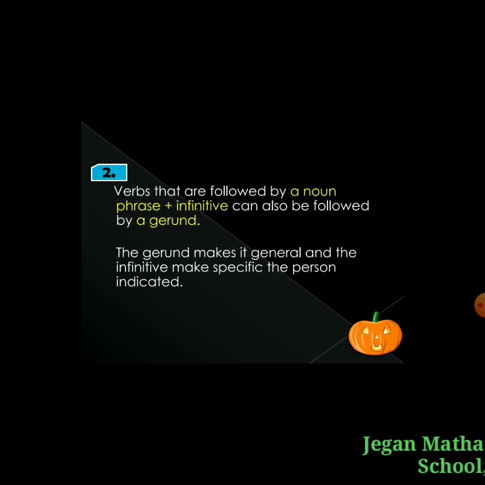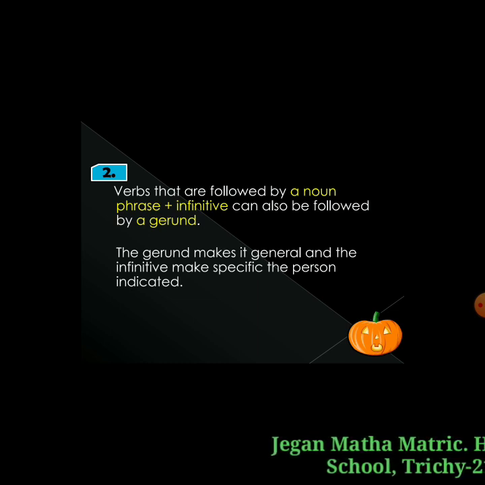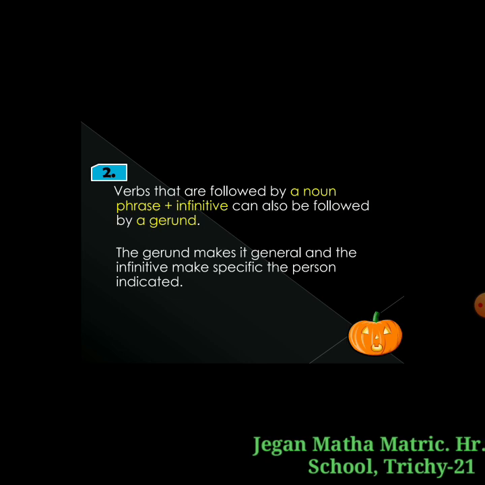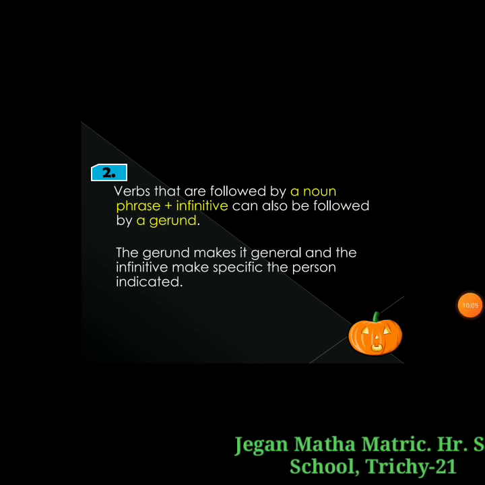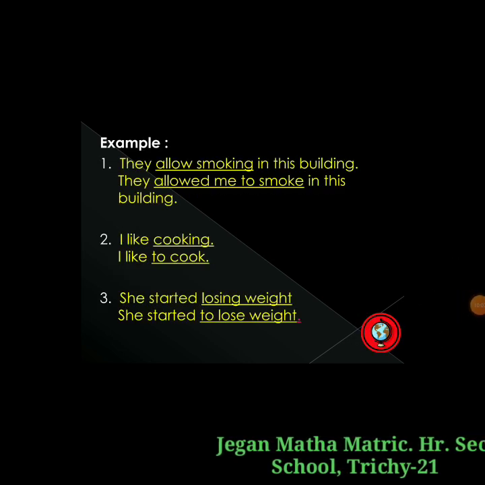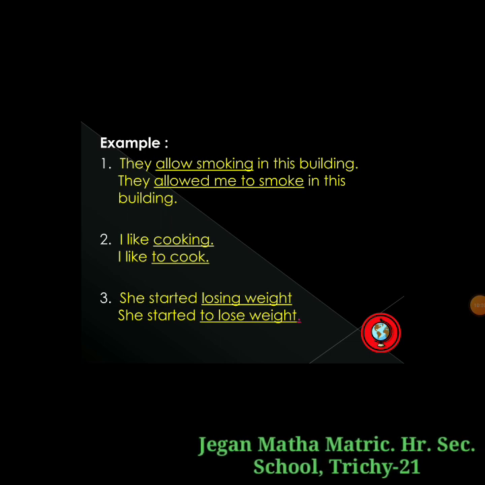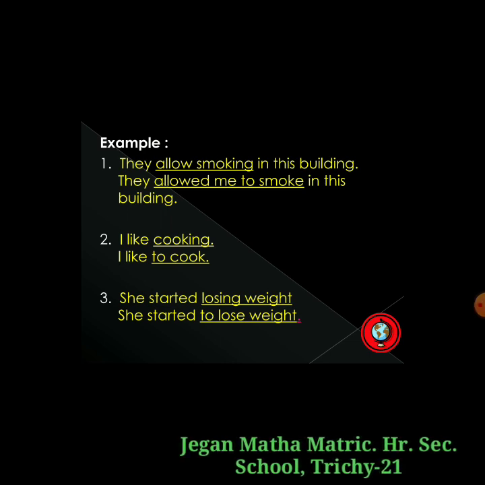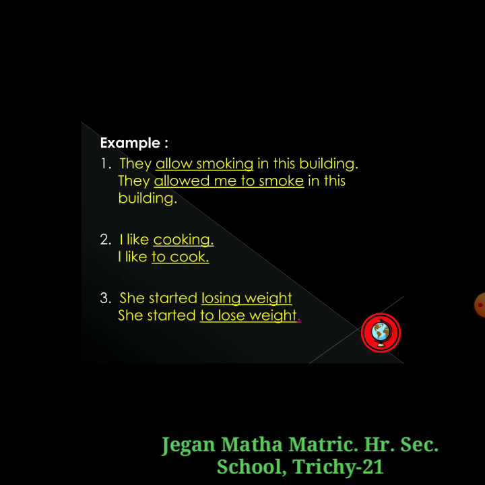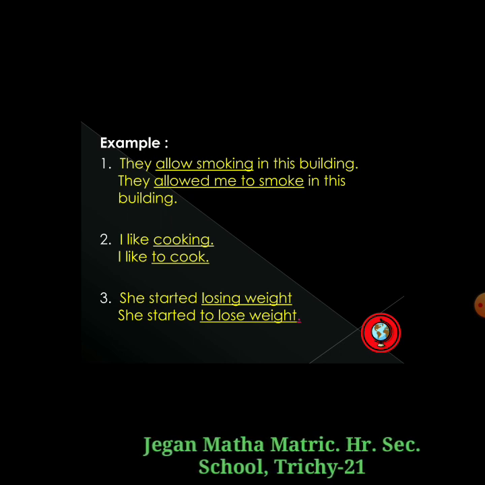Verbs that are followed by a noun phrase plus infinitive can also be followed by a gerund. The gerund makes it general and the infinitive makes it specific, indicating the person. For example, they allow smoking in this building. They allowed me to smoke in this building.